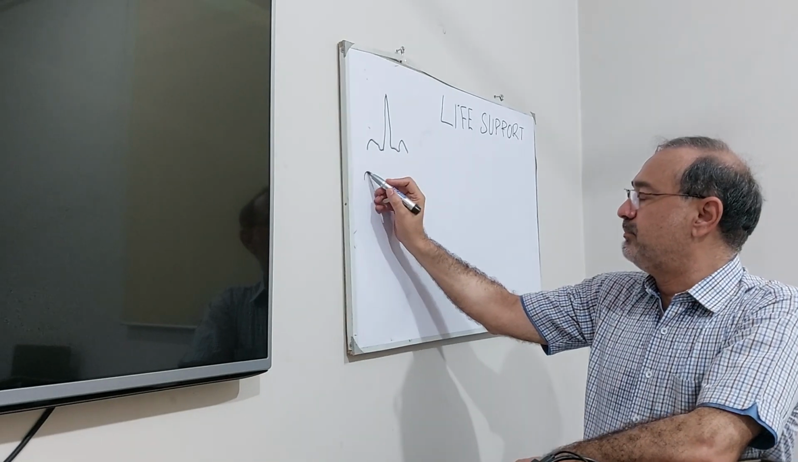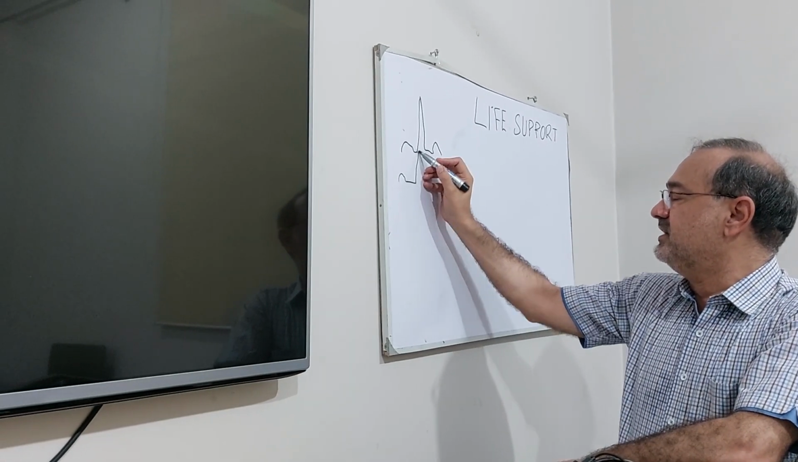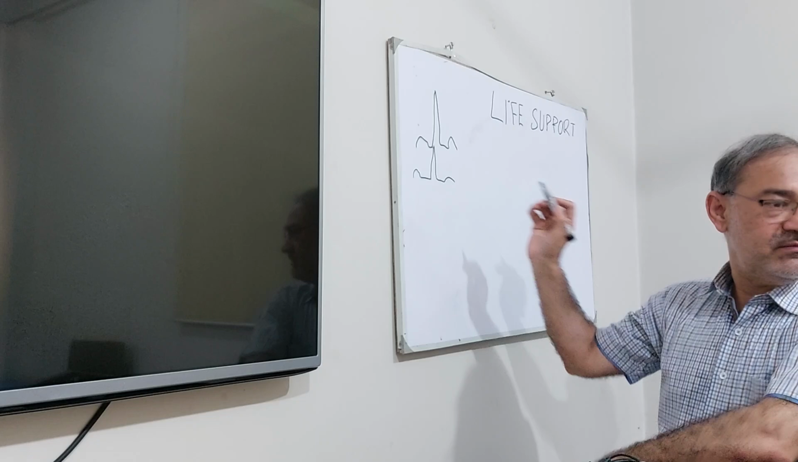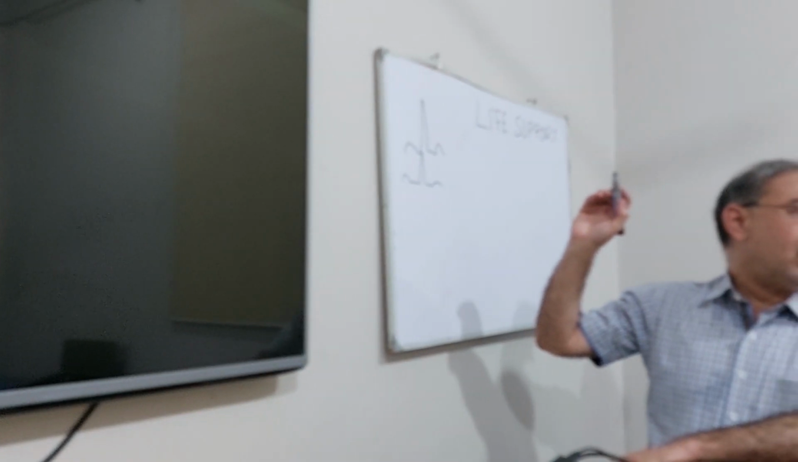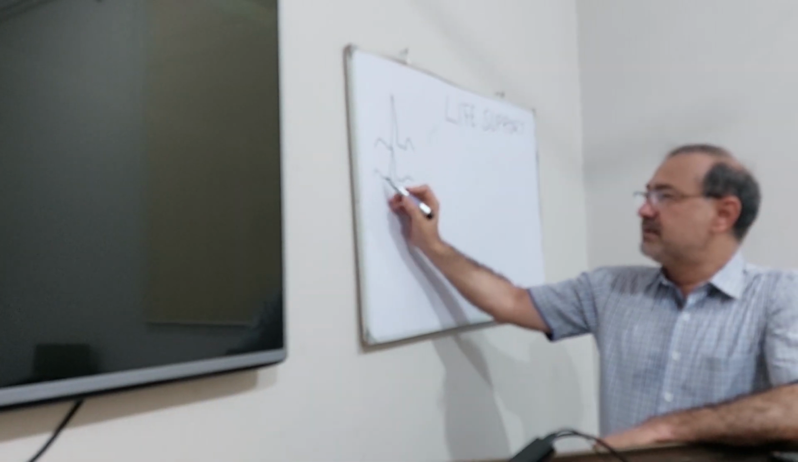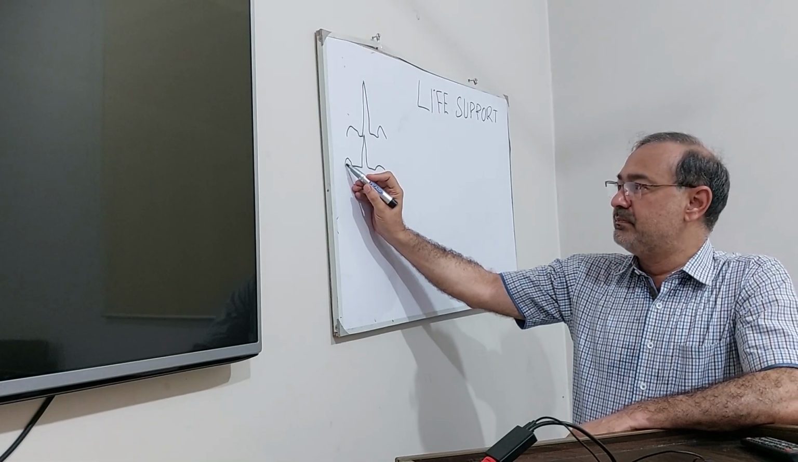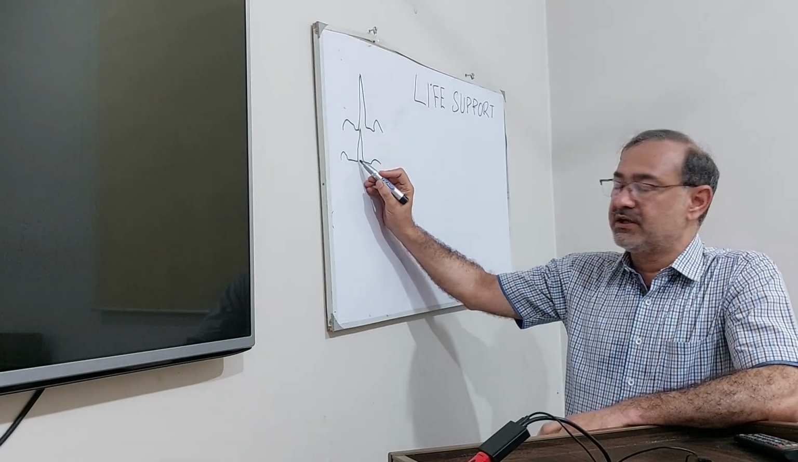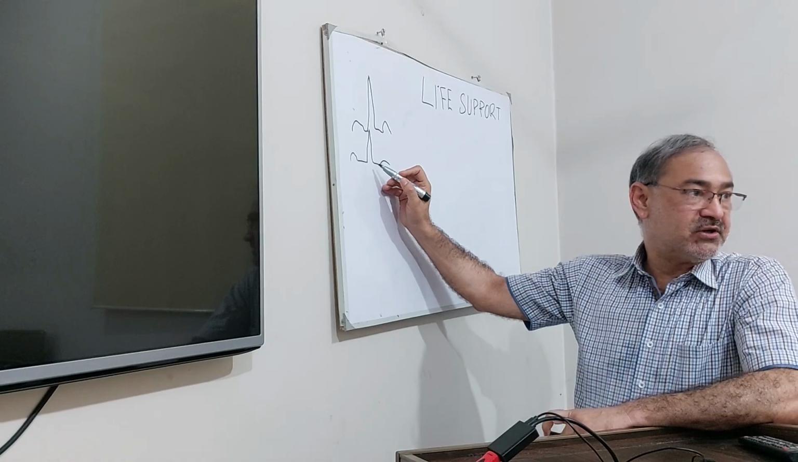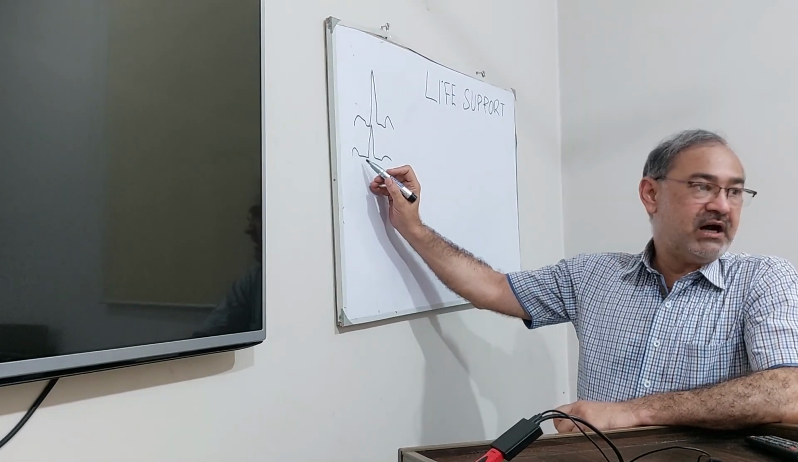Suppose the PR interval is increased. So what is this? First degree heart block. There is an increase in the PR interval, measured from the start of the P wave to the start of the QRS complex. So this is first degree heart block.